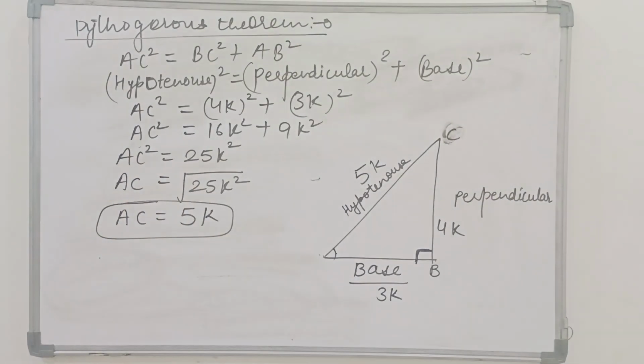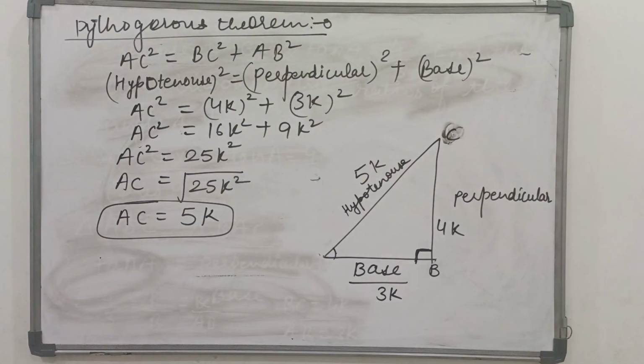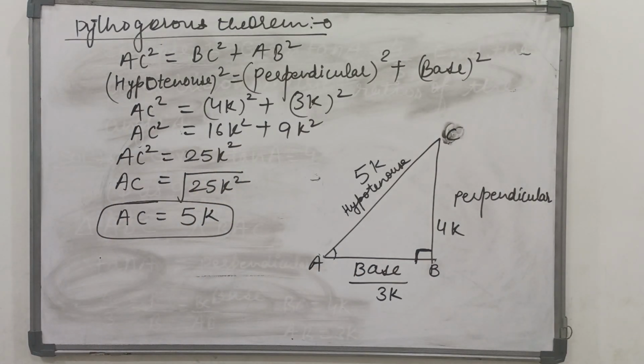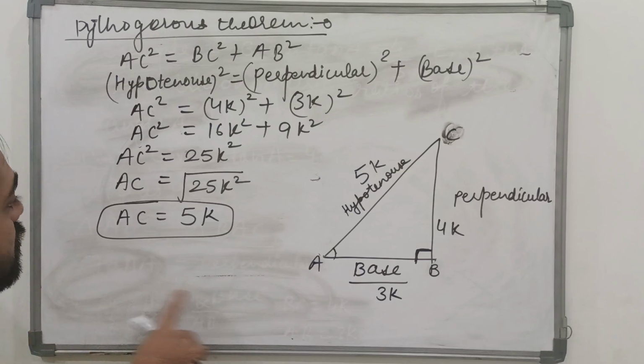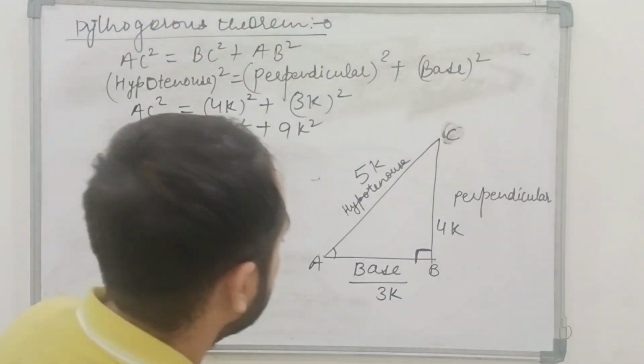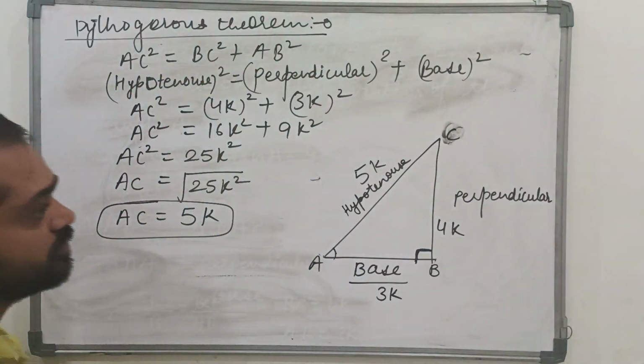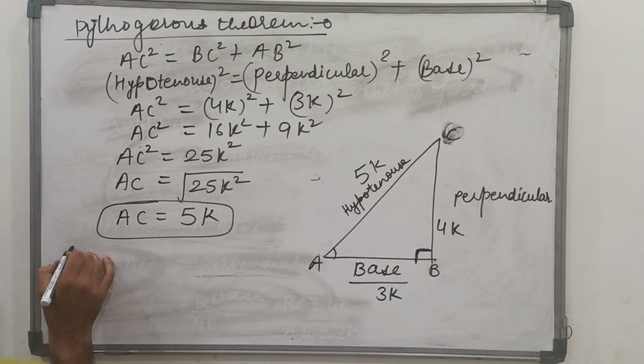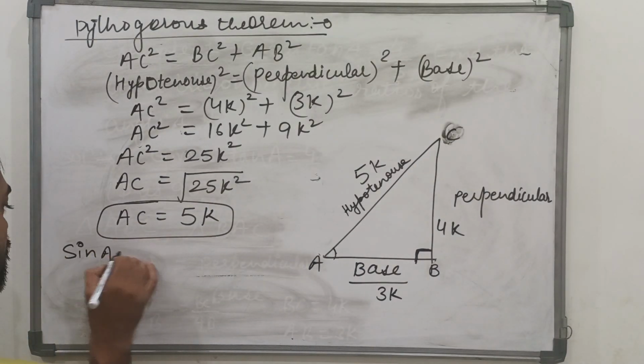Okay, done. Now what is the next step? So we want to find out the trigonometry ratios. I have already solved for the hypotenuse AC with the help of the Pythagoras theorem. Now the next step is to find out sine A.